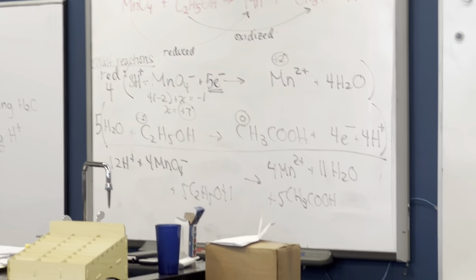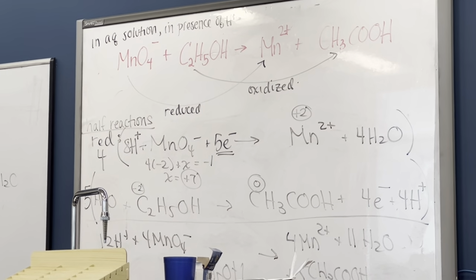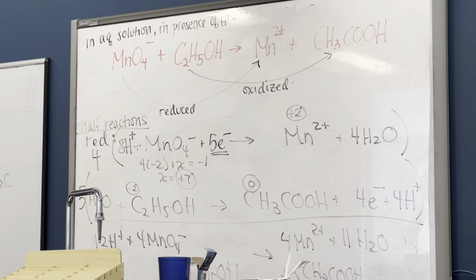That's it. That is the balanced chemical reaction of potassium permanganate. Oh, she's nodding like I did it right. Of potassium permanganate reacting with ethanol to make ethanoic acid and manganese 2. It's pretty groovy, right?